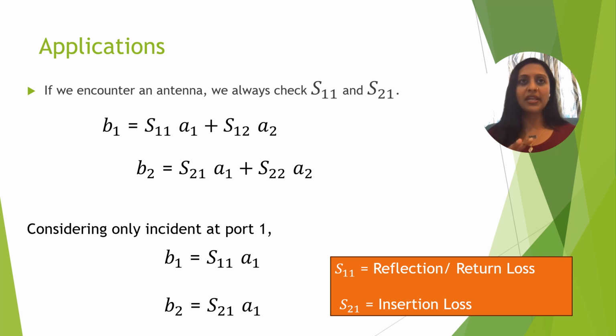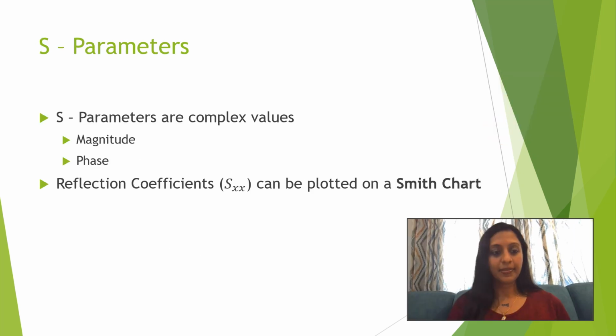For now, my main intention was to explain what S parameters are, and how I represent them considering a two-port network. In that, what are the incidents, what are the reflections? If I want to derive an equation, how do I do that with the matrix? What are reflections, what are transmissions? Also, S parameters are complex values. They have magnitude and phase, and these reflection coefficients can also be plotted on a Smith chart. Over the next videos, we will have a detailed study of the Smith chart in a very simple way, which I have understood for my own research and teaching. So we will do that.